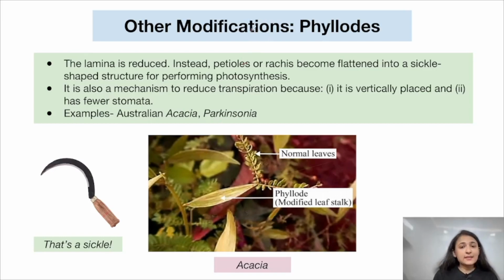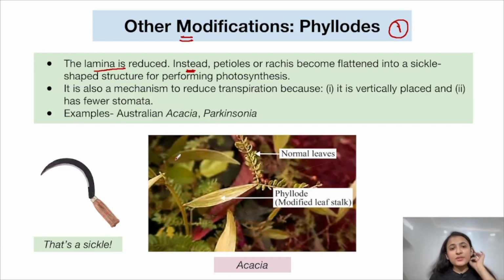Now let's come to the last category, which is other modifications. Number 1 under the other modification category is phyllodes. So in phyllodes, what happens is the lamina of the leaf is reduced very much. Instead, the petiole or the rachis, in the case of compound leaves, becomes flattened and expands into a sickle-shaped structure for performing photosynthesis.